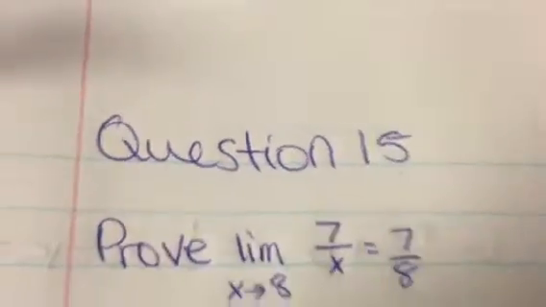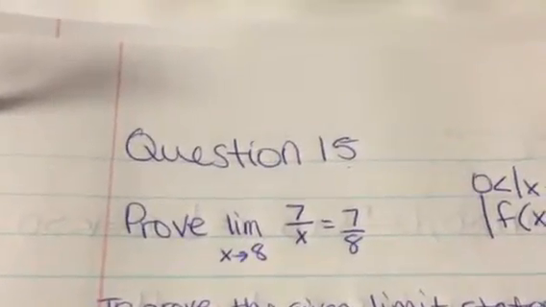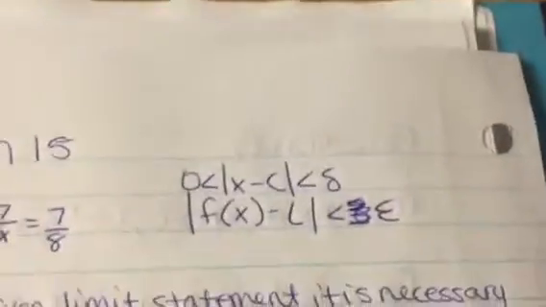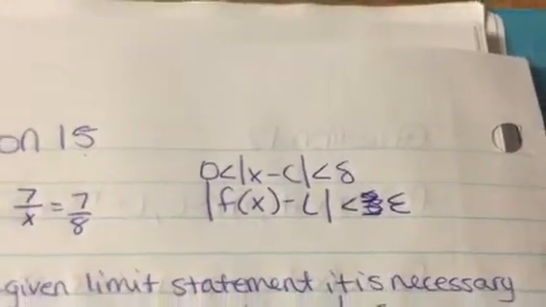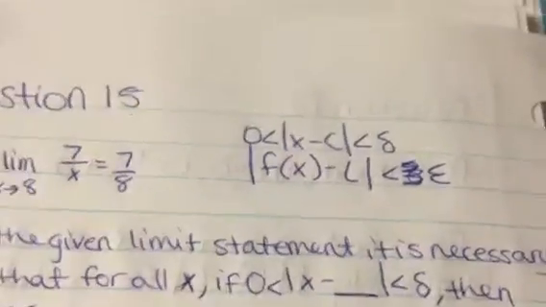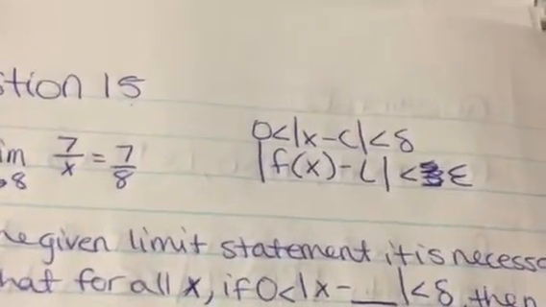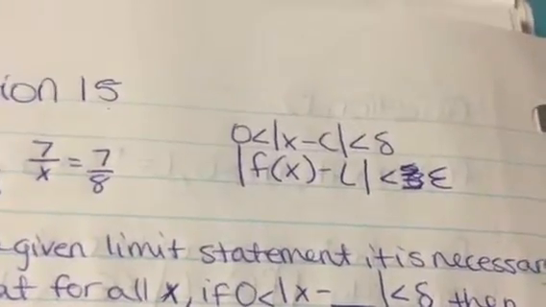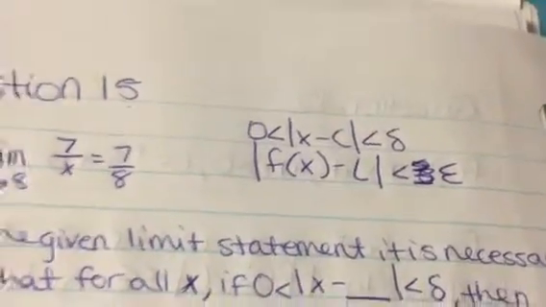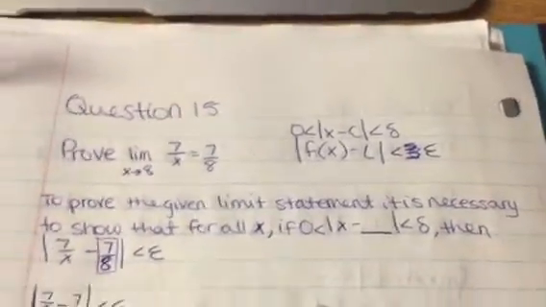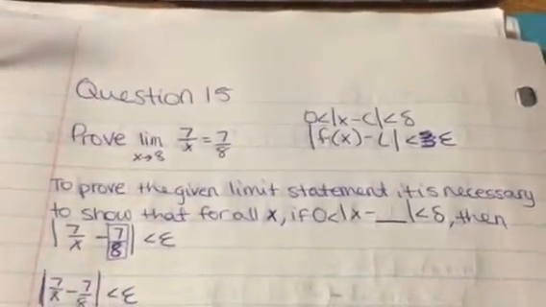Question 15. So this question asks you to prove the limit as x goes to 8 of 7 over x equals 7 over 8. So you have to remember that 0 is less than the absolute value of x minus c, which is less than delta, and |f(x) minus L| is less than epsilon. So now this question basically asks you to fill in a bunch of values.